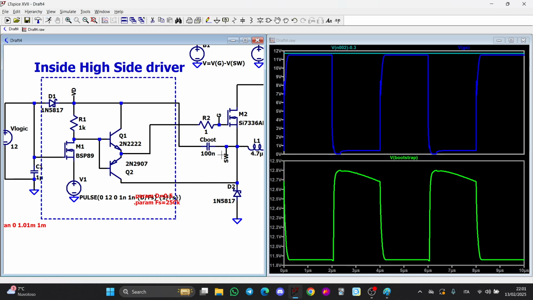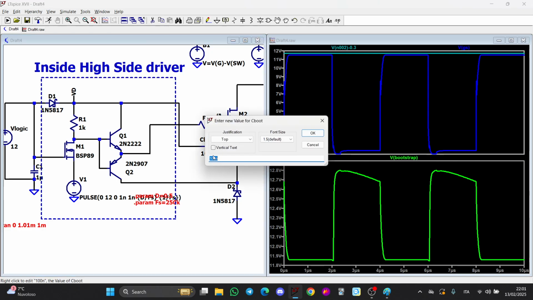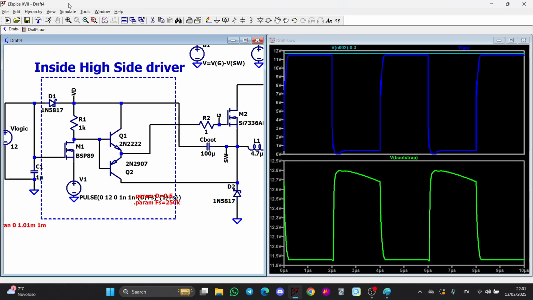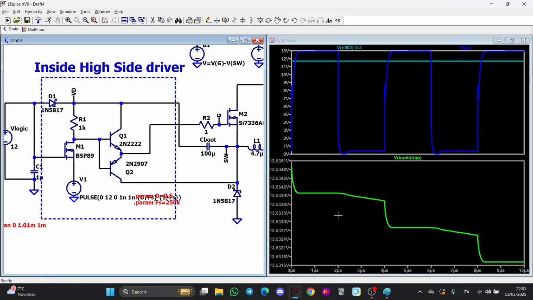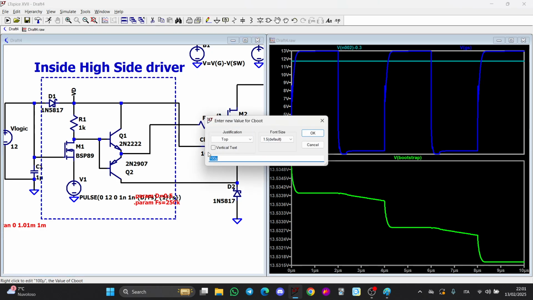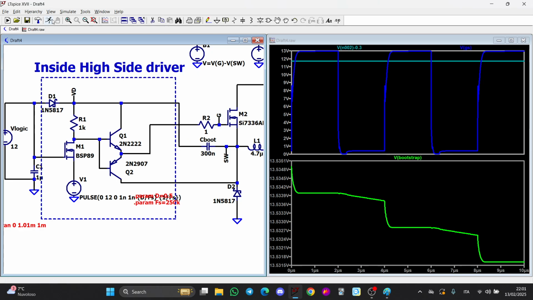You should have some space on your board. Okay? If you put more than that, then you risk slowing the system too much. So you can't put 100 micro. It is too much, because, as you can see, it is, of course, too much. So let's stick to 100 nano, or even 300 if you want to be robust.